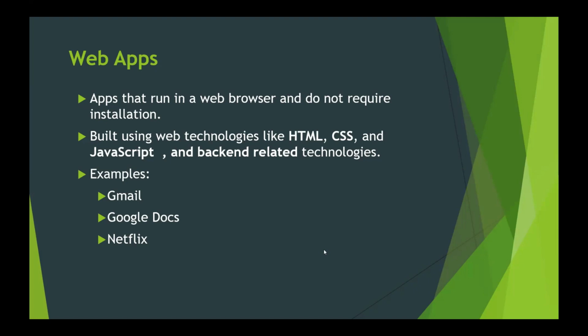To develop web applications, we need HTML, CSS, JavaScript, backend technologies like PHP, Java, or Express.js for coding, and databases. Example web applications: Gmail is one web application, Google Docs is one web application, Netflix is another type of web application, and many more.